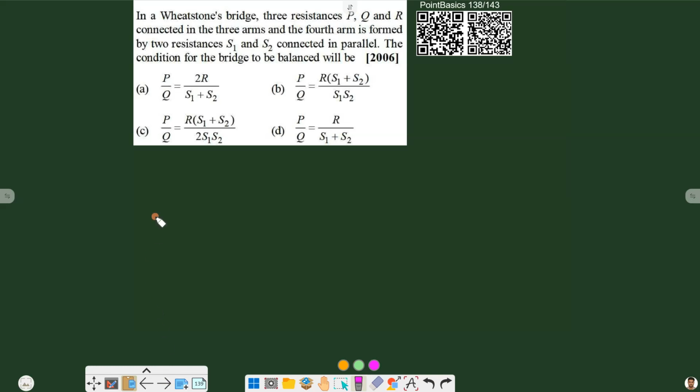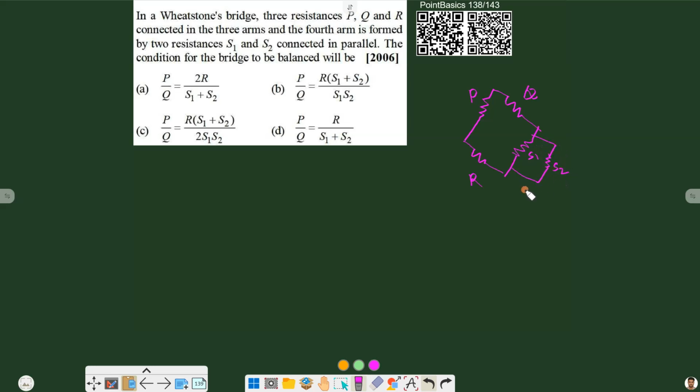Next question. In a Wheatstone bridge, the resistances P, Q, and R are connected in the three arms, and the fourth arm is formed by two resistances S1 and S2 connected in parallel. The condition for the Wheatstone bridge to be balanced will be, okay, so we have four arms: first, second, third, and fourth. Here we have P, here we have Q, here we have R, and here we have S1 and S2 in parallel.